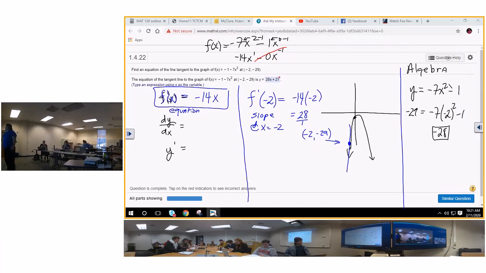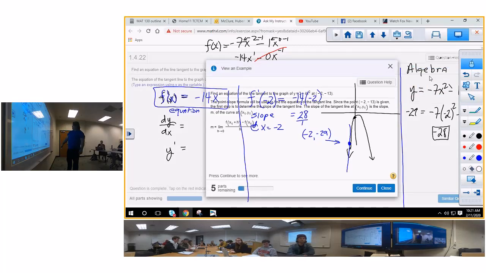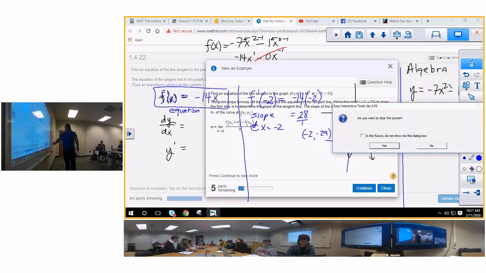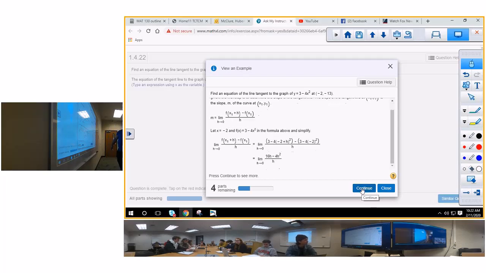They're plugging it into the difference quotient, which I don't even want you to do. Let me delete this. They're giving you those two numbers, and f of x plus h, minus f of x, over h. They're using the difference quotient, and they're plugging in. So x is equal to 2. f of x is equal to 3 minus 4x squared.